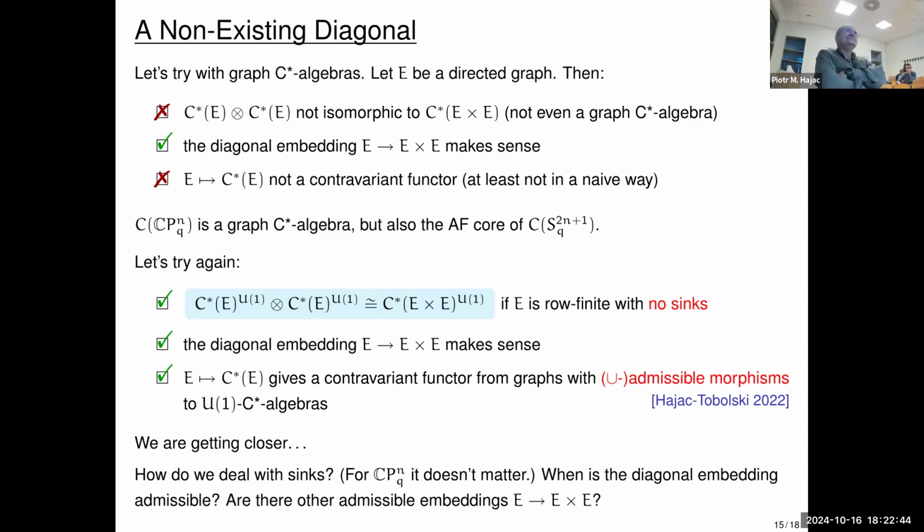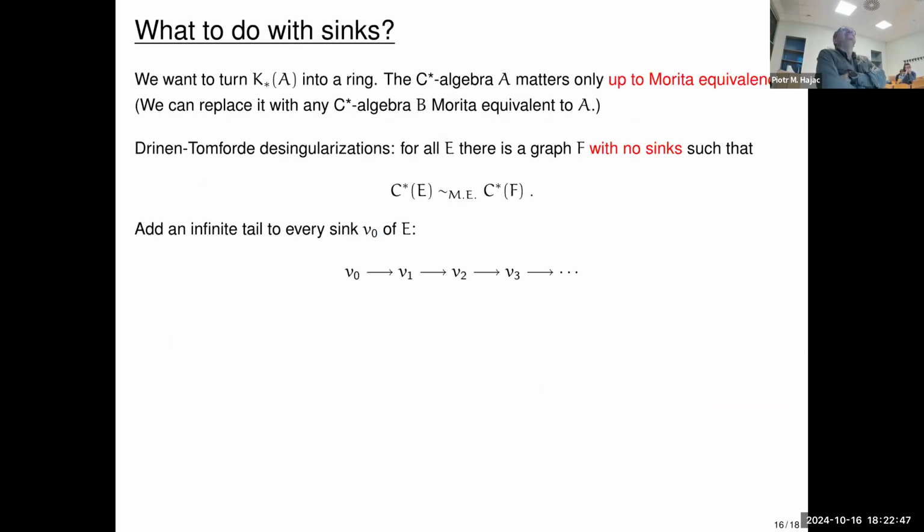Okay, but let's start with sinks. With sinks, at the beginning I thought maybe it's not really a problem, because I have a C*-algebra A and I want to turn K_*(A) into a ring, but K_*(A) only depends on the Morita equivalence class of A. So I replace A by any other Morita equivalent C*-algebra, and it's fine. For graph C*-algebras, we know that given any graph E, I can find a graph F with no sinks, actually a regular graph, such that C*(E) is Morita equivalent to C*(F). So we want to say, replace E by F, and you solve the problem of sinks.